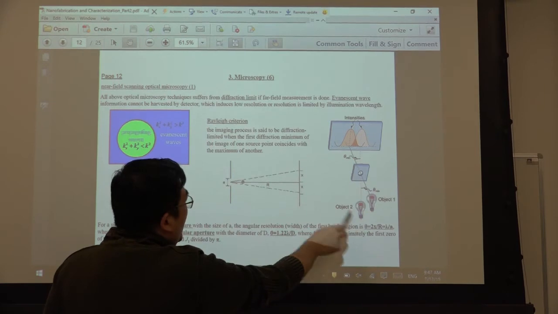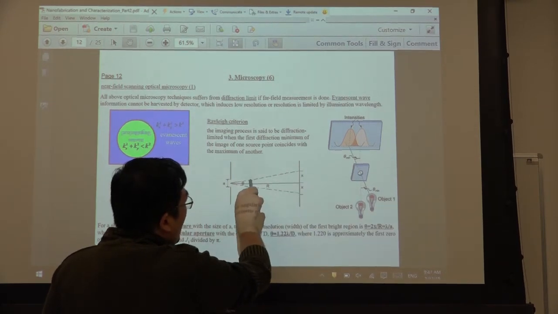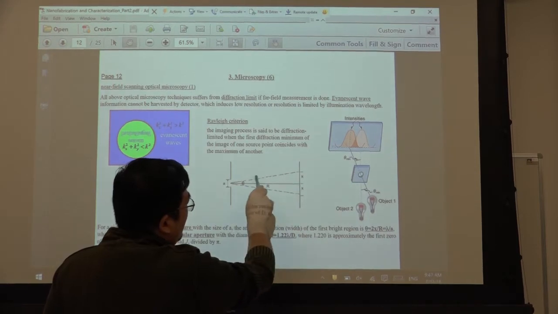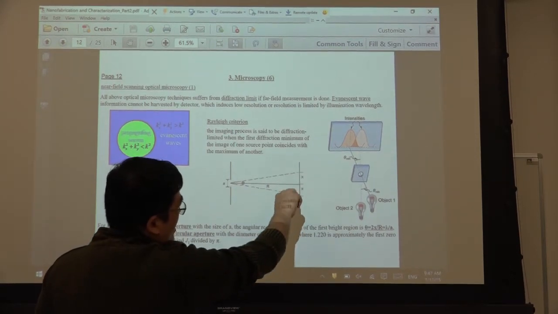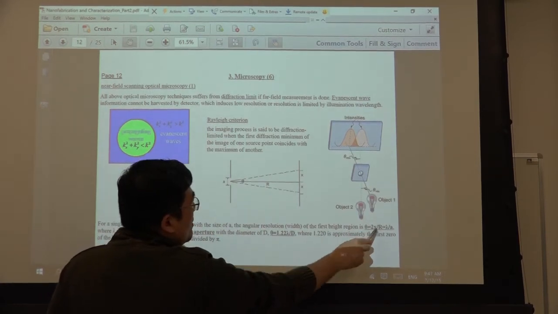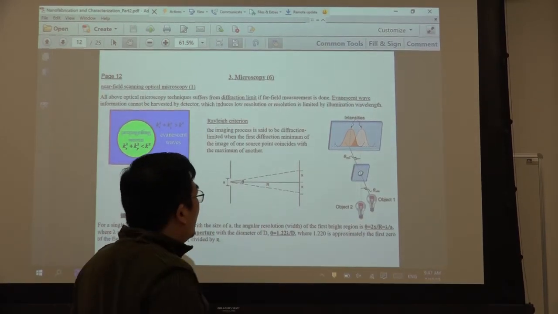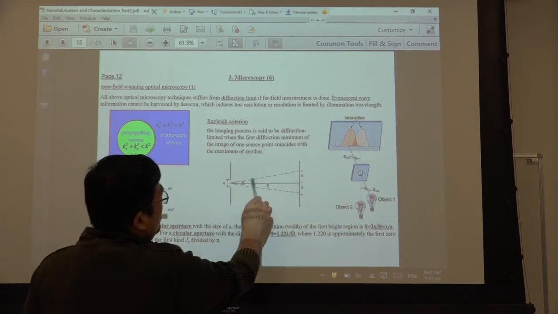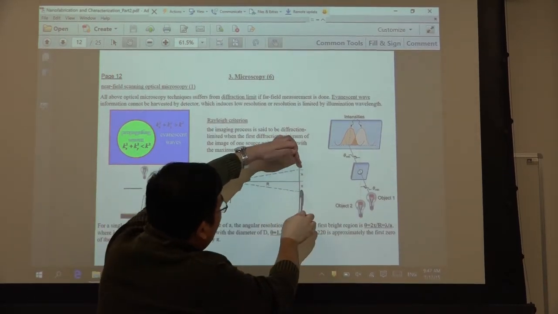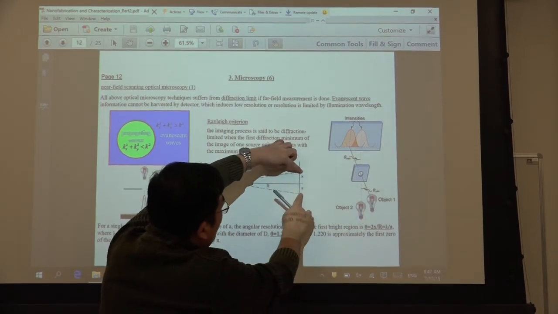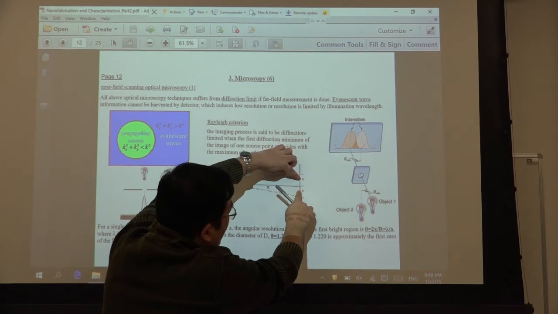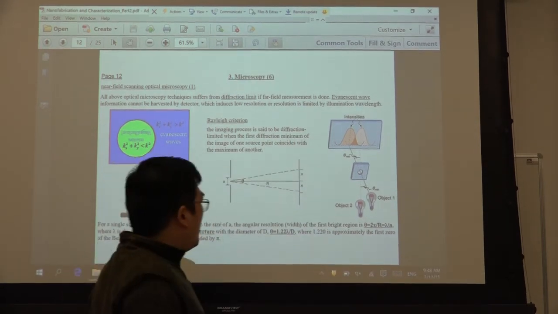Because this is half theta, half of theta equals x over r, equal to this circle. So theta is just 2x over r, equal to lambda over a. Theta is called the minimum resolution angle. That means the two objects should be separated by at least 2x here. If they are separated much closer, they cannot be resolved.